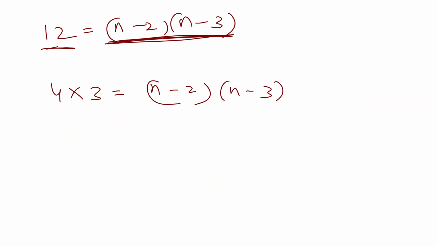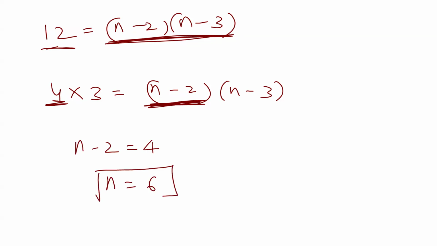Okay. So equate bigger to bigger or smaller to smaller. Bigger term is n minus 2 and over here it is 4. So n minus 2 is equal to 4. Therefore n is equal to 6. That was your question number 2, sub question 5.